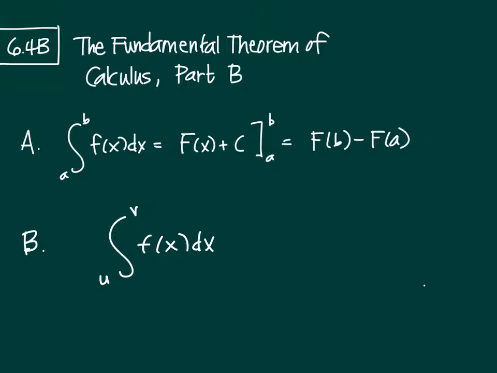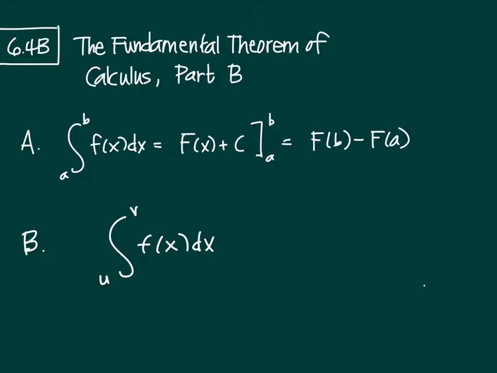U and v don't have to be numbers. U and v could be variables or functions themselves. So it could just be x, but it could be x squared, or it could be the sine of x, or it could be a combination of those two things. So what do you do when you have a function where the bounds are themselves variables? When you have that, you want to take the derivative, because you want to get rid of that integral that has those bounds there.